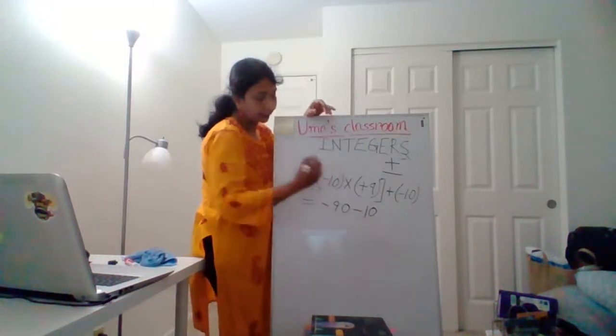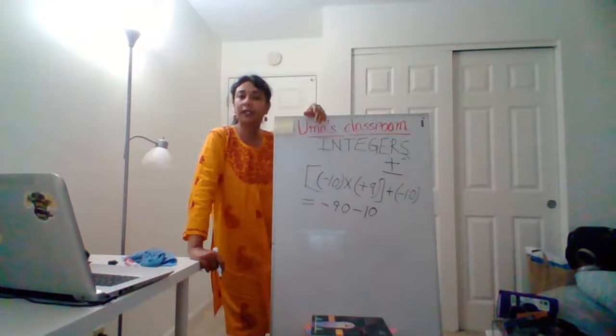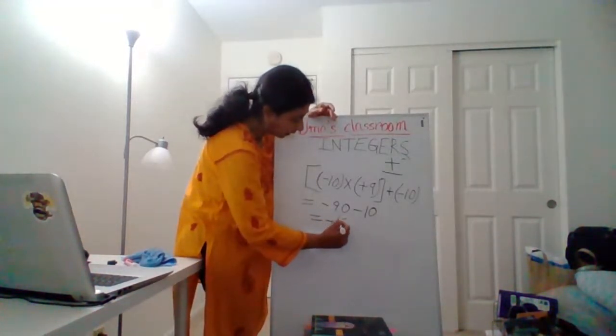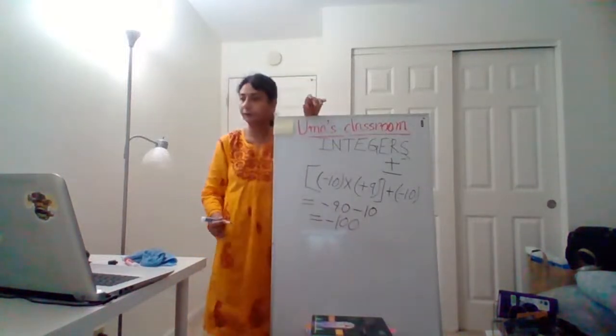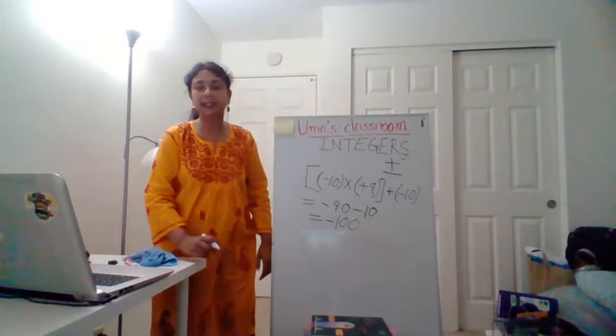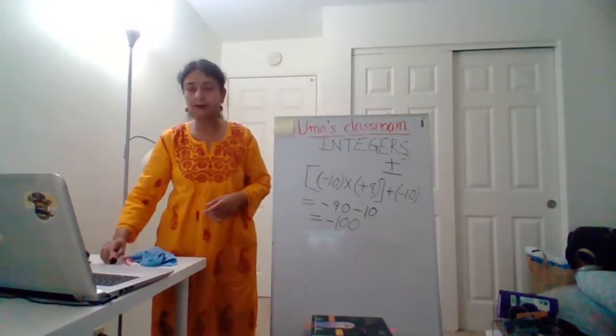And here the addition of two negative integers, negative 90 with negative 10, my result is going to be negative 100. Are you all getting the same value? Please check them when possible.